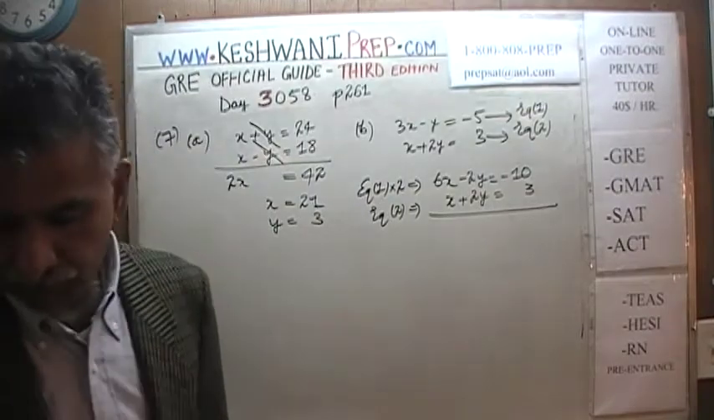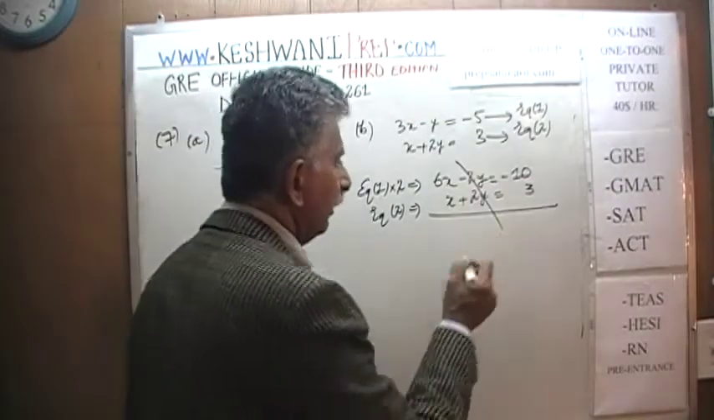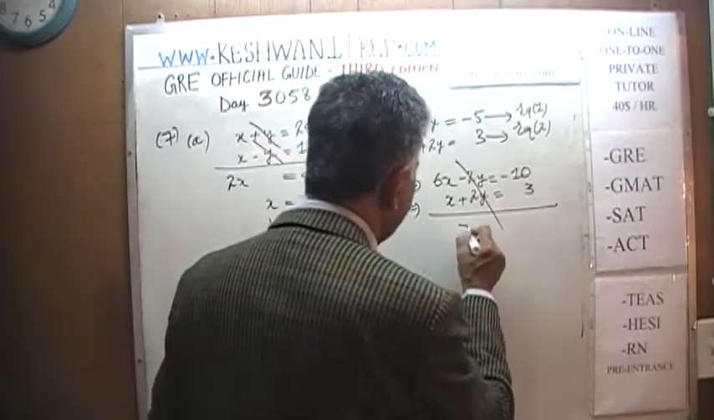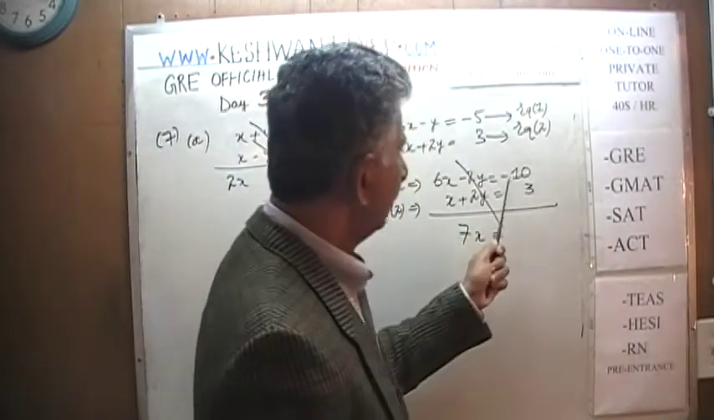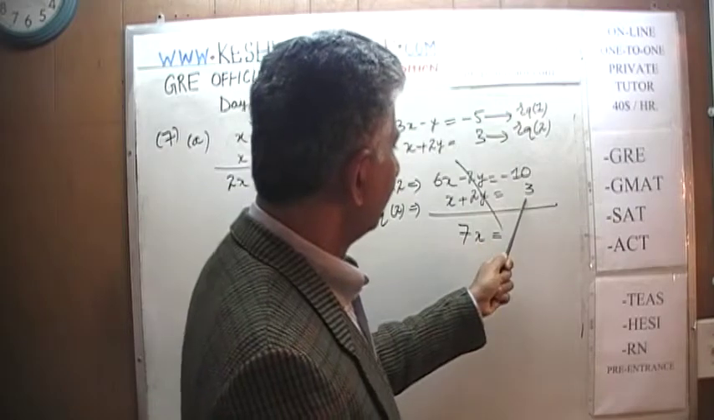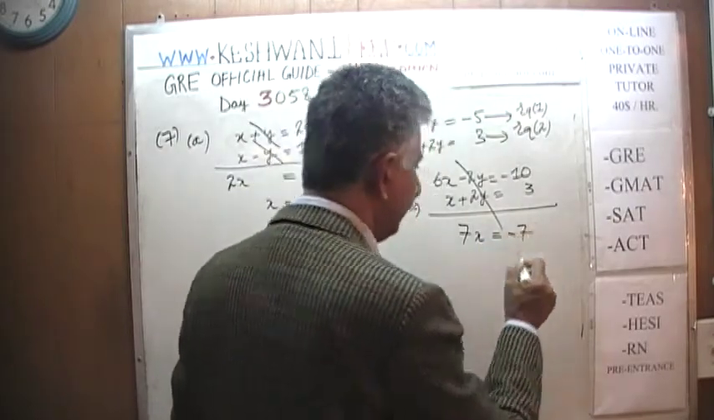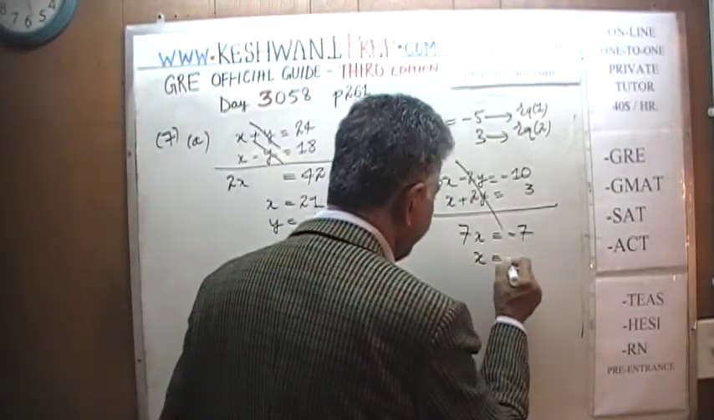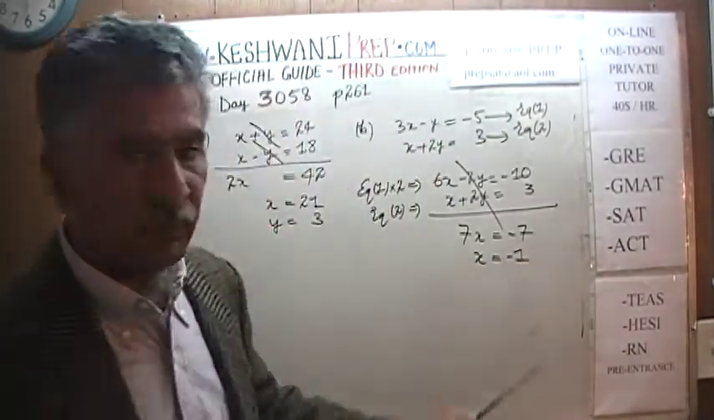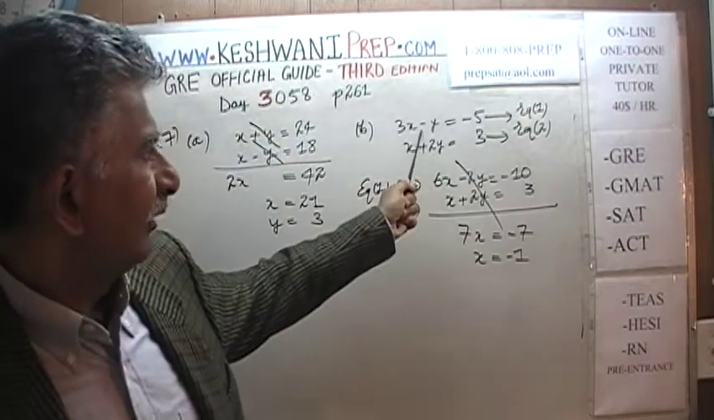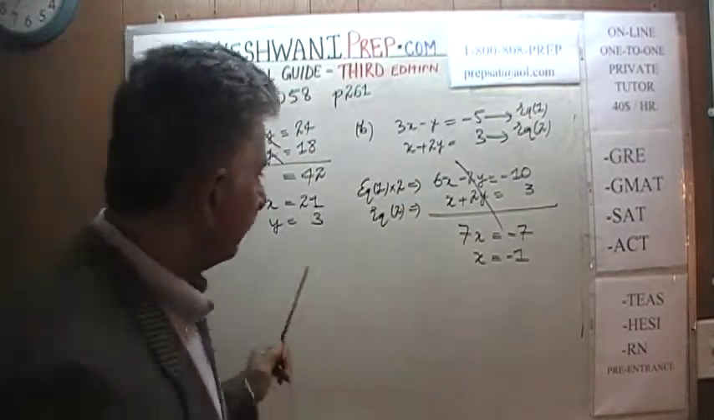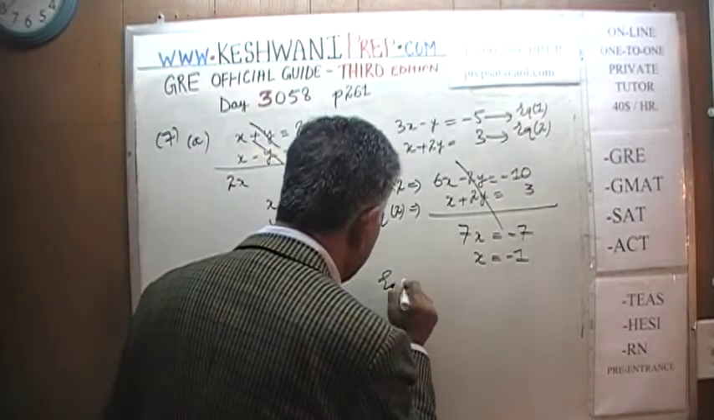We can simply add the two equations, and the 2y's are going to drop out. 6x plus x is going to give us 7x. 7x is equal to negative 10 plus 3, which is going to give us negative 7. Divide both sides by 7, and we're going to get x equals negative 1. Once we know the value of x, we can put it in either the first equation or the second equation and figure out the value of y. Let's put it in this second equation.